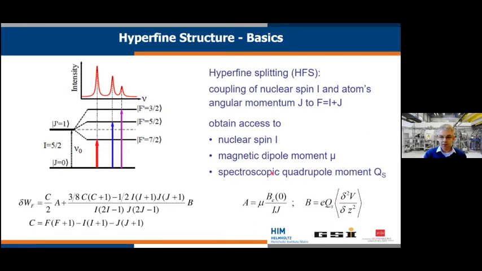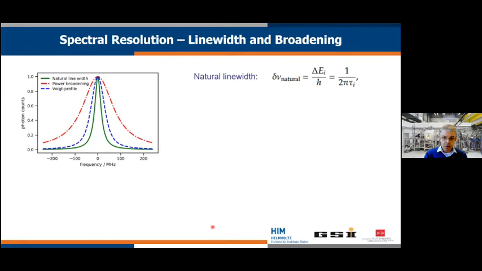So these properties A and B you can obtain from a fit to a measured hyperfine spectrum, and then you can have information on these electromagnetic moments of the nucleus. So these would be the parameters you can extract from optical or laser spectroscopy. Now, of course, there are a few things that you have to consider. Let me start first with some technicalities.